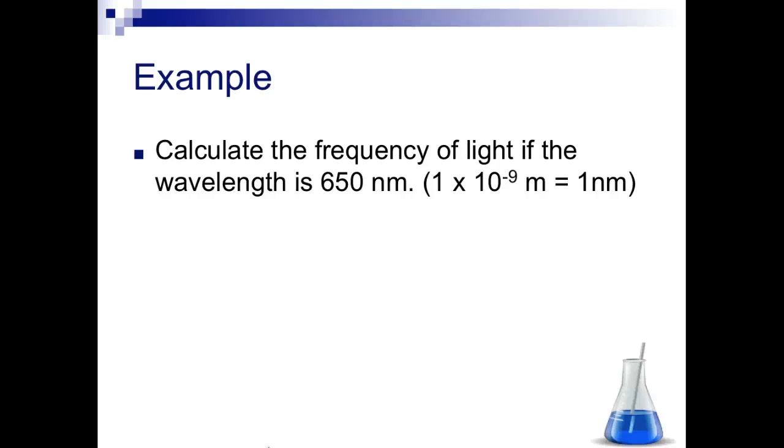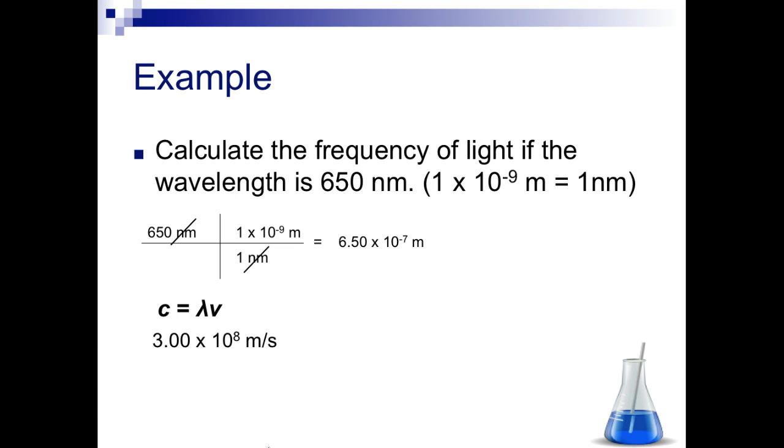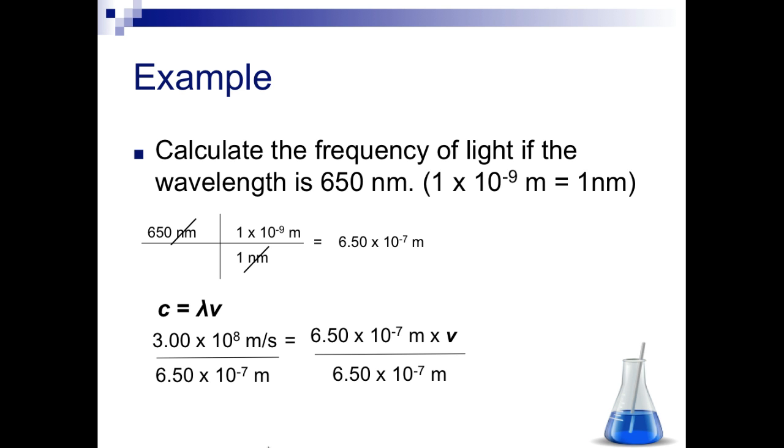All right guys, let's look at this example problem. Calculate the frequency of light if the wavelength is 650 nanometers. The first thing we need to do is we need to convert. So we're going to set up a conversion T-chart like this, where 650 nanometers times 1 times 10 to the minus 9th, nanometers go away, gives us 6.5 times 10 to the minus 7th meters. Then we're going to plug into our c equals lambda nu equation. So 3.00 times 10 to the 8th equals our wavelength in meters times our frequency. We divide again by our wavelength on both sides and get a frequency of 4.61 times 10 to the 14th hertz.